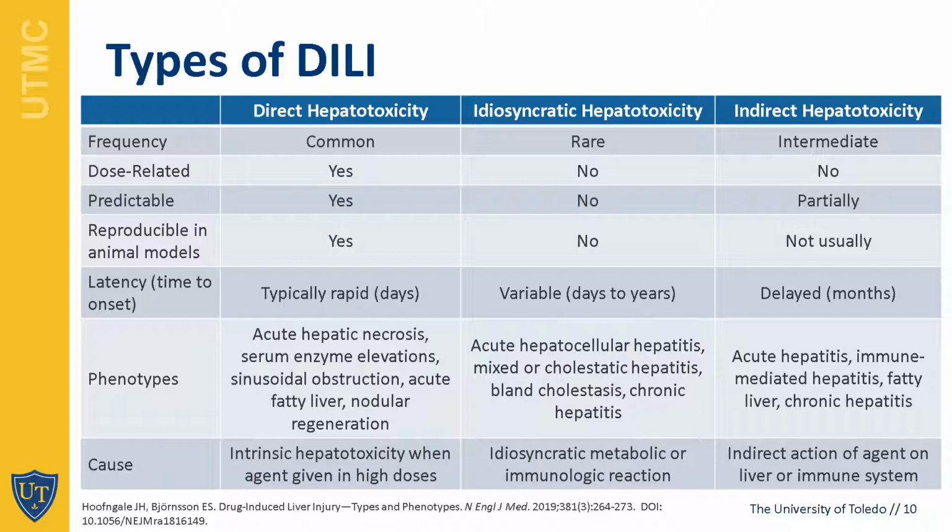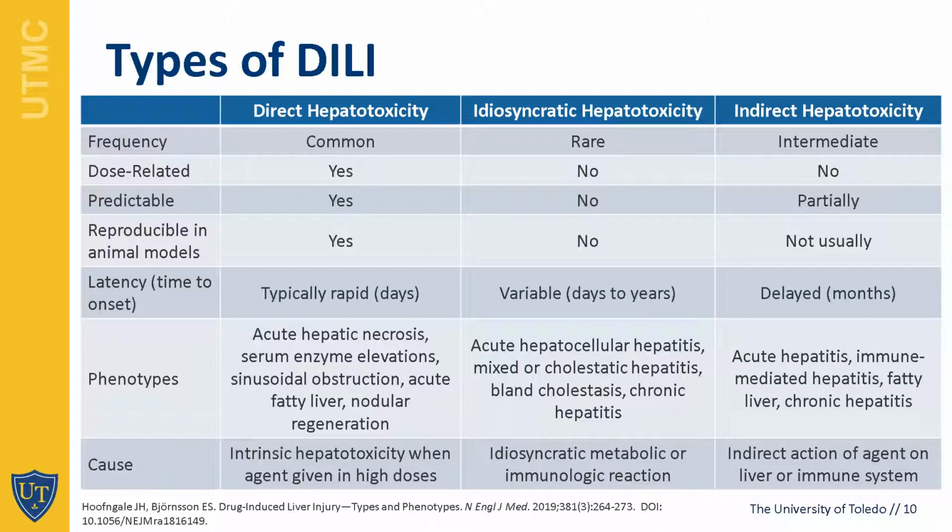whereas idiosyncratic hepatotoxicity is more variable in its onset, typically days to years. And this new indirect hepatotoxicity that's beginning to emerge is more of a delayed time to onset, which might take months. It's also important to note that all three of these types of drug-induced liver injury have different phenotypes. The most common out of all of these is acute hepatic necrosis, which is one phenotype of direct hepatotoxicity.